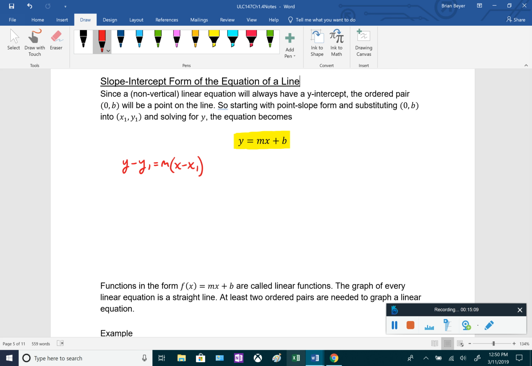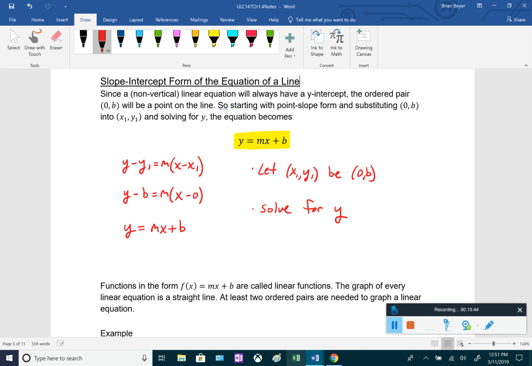So what I'm going to do is let x1, y1 be 0, comma b. We're just saying there's going to be some sort of y-intercept here. So it's going to be y minus b equals m times x minus 0, plugging in that point. And now we're going to solve it for y. So solving this for y, we get y equals, distributing the m, we don't have to write that 0, it's just m times x, and then we add the b to both sides, we end up getting mx plus b, which is our slope-intercept form for the equation of a line. So we can see why it's called slope-intercept form. B is the y-intercept, and the m is the slope.